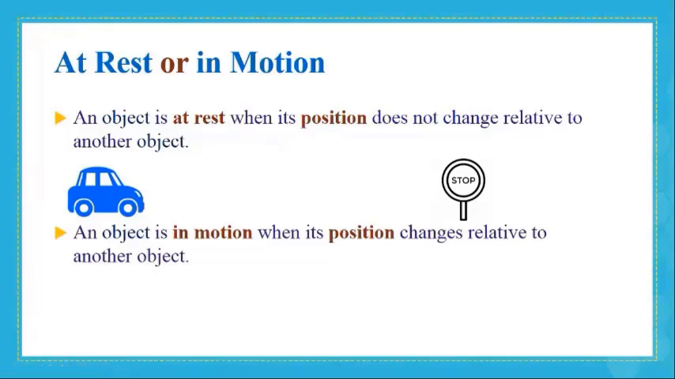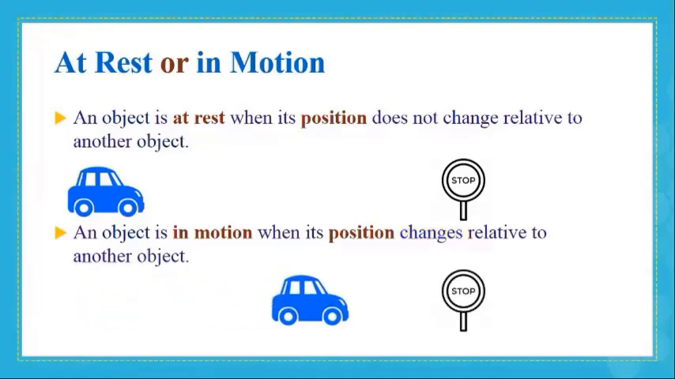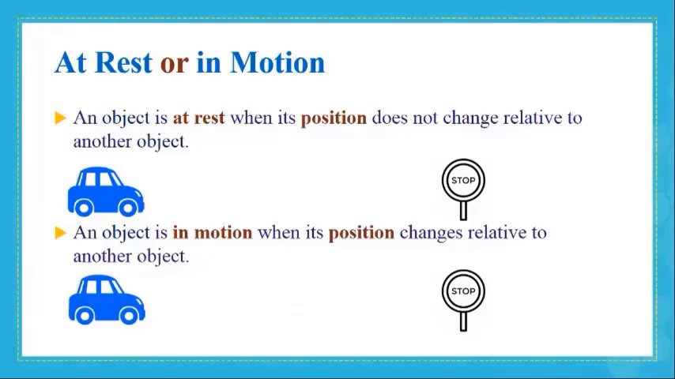An object is in motion when its position changes relative to another object. The blue car is changing its position relative to the stop sign. It was at a certain position behind the stop sign. With time, it's getting closer, which means that its position is changing. The car first was 10 meters behind the stop sign, 5 meters behind, 2 meters behind.